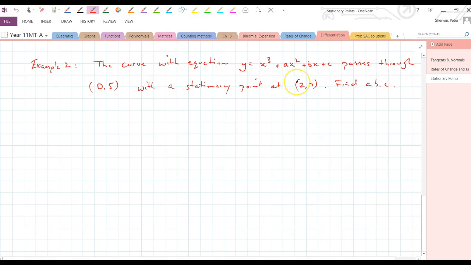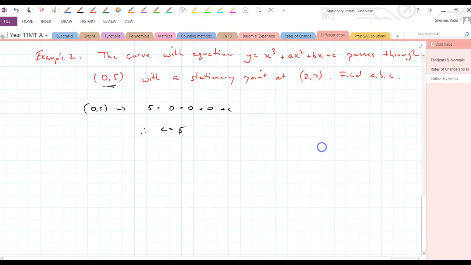Right, so this is around the other way, isn't it? Now, here's your stationary point. Find out what the equation is. Find a, b, c. Okay, so the first thing we can do, it passes through 0, 5. So let's firstly put 0, 5 into the equation. So 5 equals 0 plus 0. We're putting 0 in here for x, aren't we? 0 goes in there, so there's lots of zeros plus c. So we've got c equal to 5. That was easy. So now our equation reads x cubed plus ax squared plus bx plus 5.